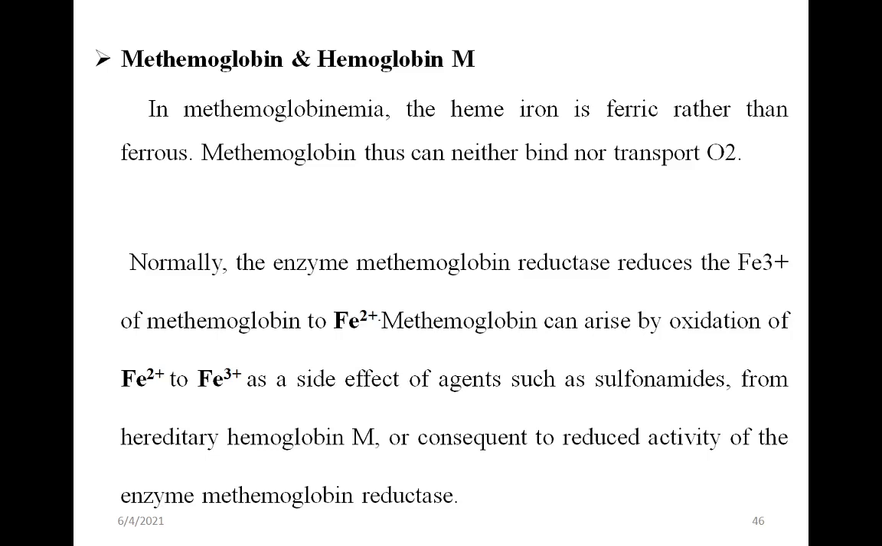In the ferrous state, the iron has 6 valencies. Four valencies are occupied by the nitrogen of the pyrrole rings, the fifth valency is occupied by the imidazole nitrogen of the proximal histidine, and the sixth valency is occupied by the imidazole nitrogen of the distal histidine, histidine E7.